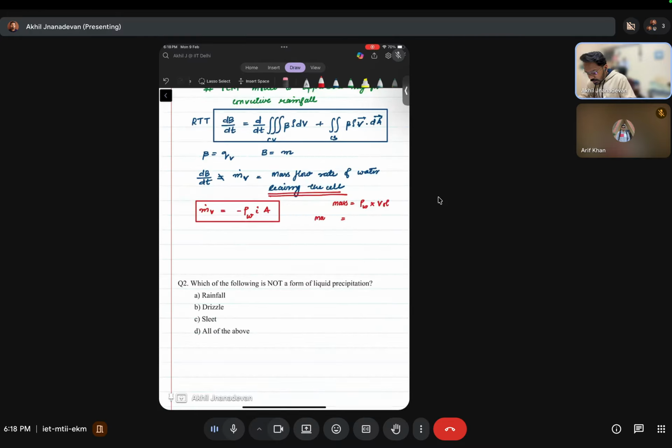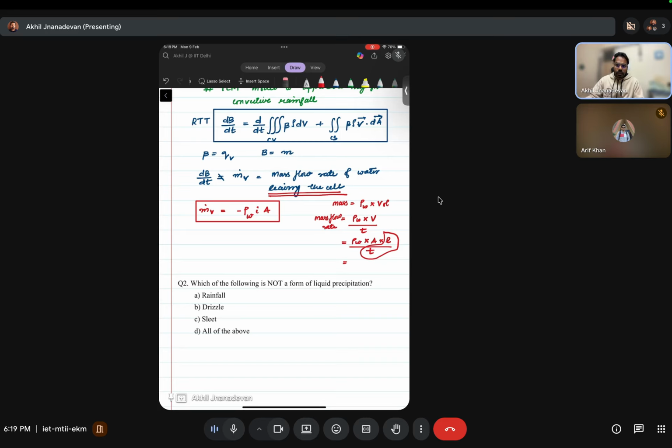So the mass flow rate will be density of water times volume divided by time, right? This volume we can write as base area times length. So area times length by time, that is, distance by time, is nothing but the intensity.